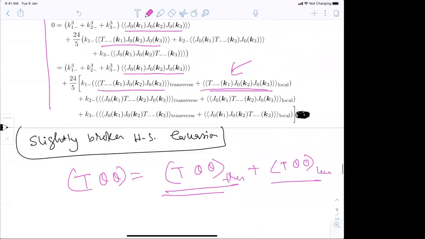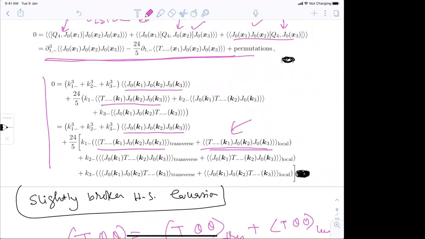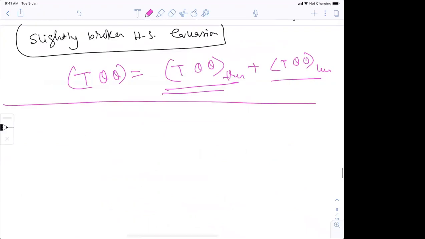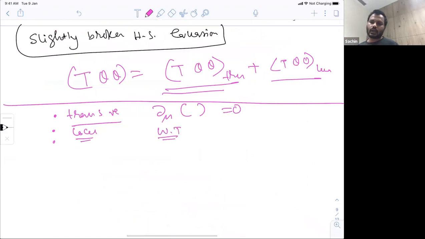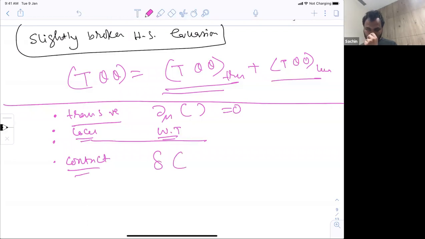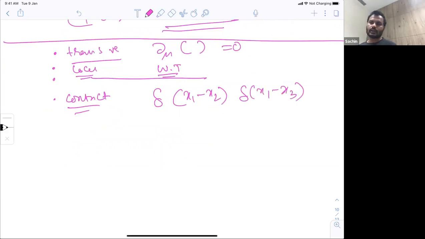Okay. Sachin, so here by local, you mean actually contact terms in position space, not transverse, not longitudinal? Yeah, so there are three terminologies. Transverse is del mu acting on it is zero. Local is coming due to the Ward identity, the conservation Ward identities. Those are the local pieces I call. And contact terms are really the delta function pieces. So for example, I can have a delta function piece like x1 minus x3. Those are the things I'll call the contact terms.